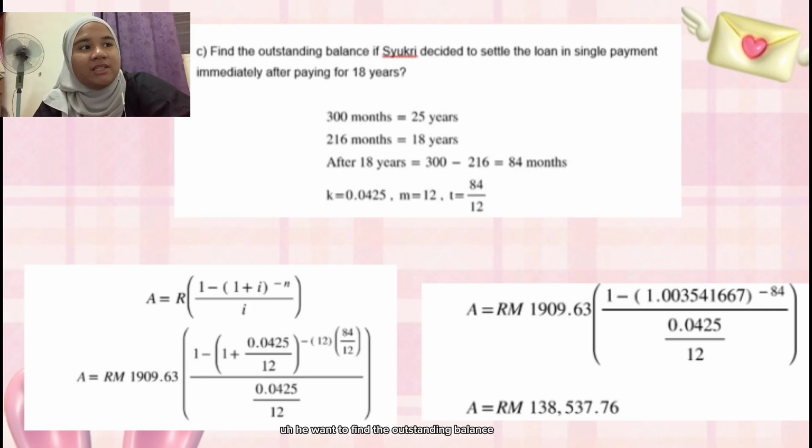Finally, Shukri decides to settle the loan immediately after making payments for 18 years. We want to find the outstanding balance if Shukri decides to settle the loan in a single payment immediately after paying for 18 years. So using the present value of an annuity formula again with 84 remaining payments, we calculate the outstanding balance, and we use the formula for A again. So we get 138,537 ringgit 76 cents.